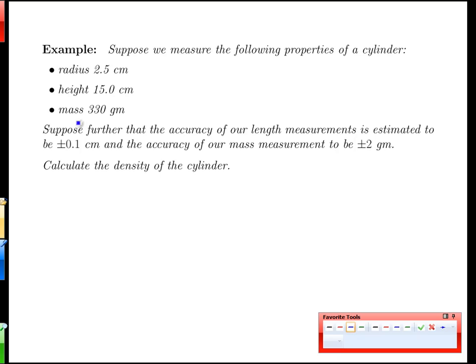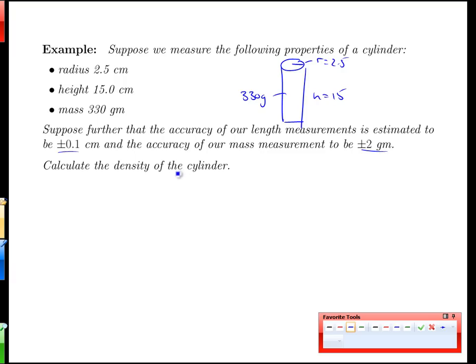All right. So let's take a look at an example of a cylinder. So we've got a cylinder, it's got a radius of 2.5 centimeters. So r is 2.5. And the height is 15 centimeters. And we measure it on a scale and we get a measurement of 330 grams in terms of its mass. Typically, we would be able to report the accuracy of our measurements to within, okay, some tolerance. Here we're going to say plus or minus 0.1 centimeters for the measurements and plus or minus 2 grams for the weight or the mass measurement.